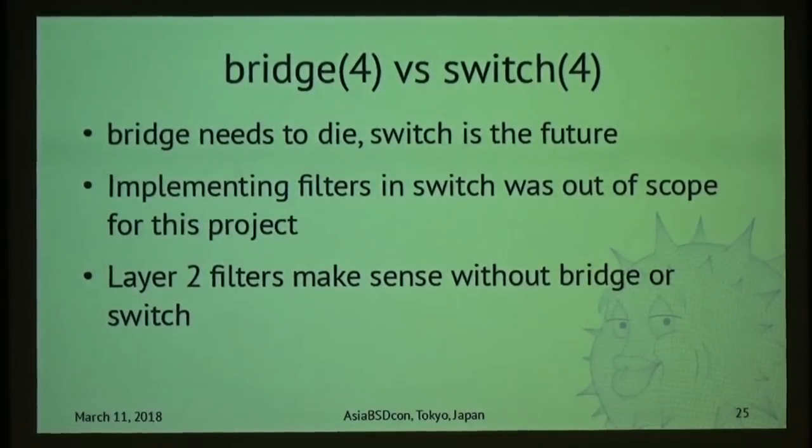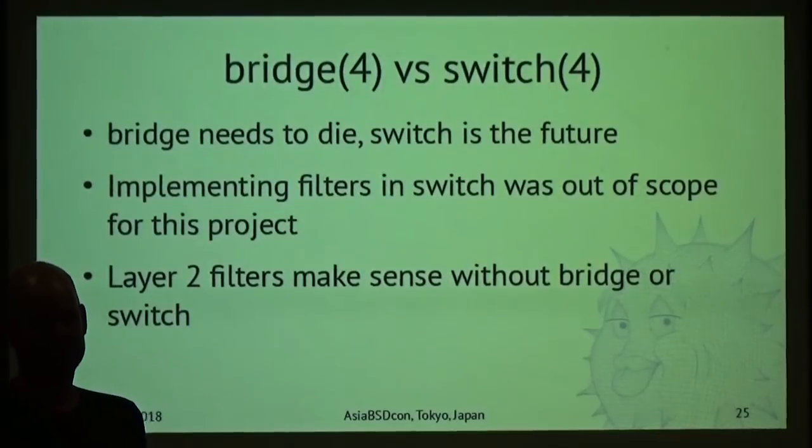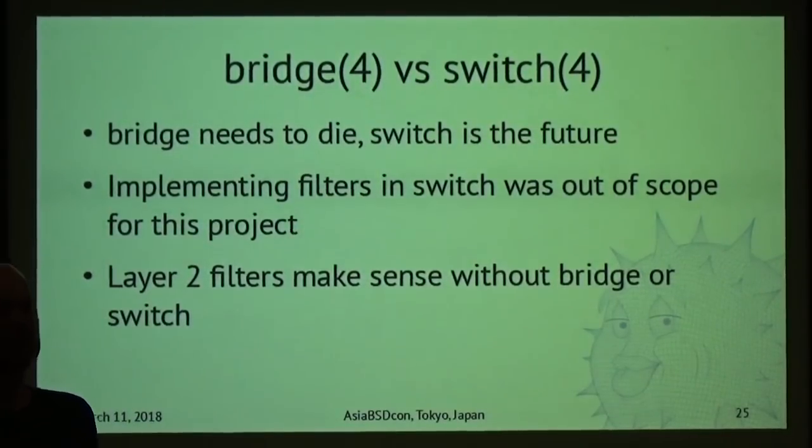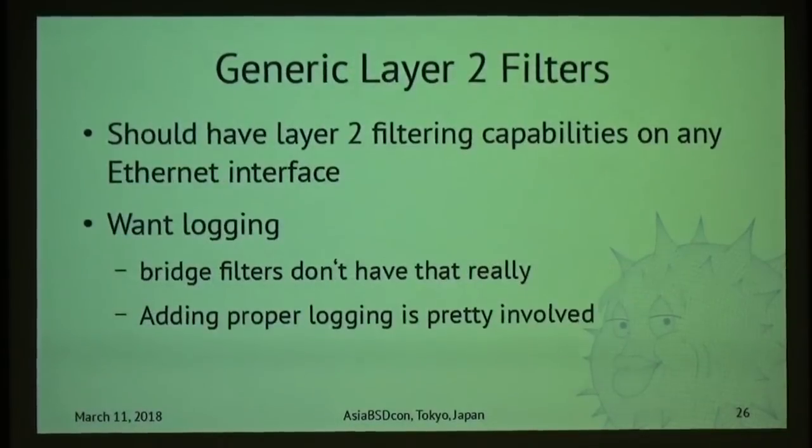We're really talking about layer 2 filters here. And I don't think that layer 2 filters only make sense when you're bridging. There are many scenarios where you want layer 2 filters when you're not bridging. So what we really should do is add layer 2 filters that are independent of the bridge and independent of switch, so it's not your problem. Oh, maybe it should, but whatever. So we should have layer 2 filters that are independent from bridge or switch, but we don't have that.